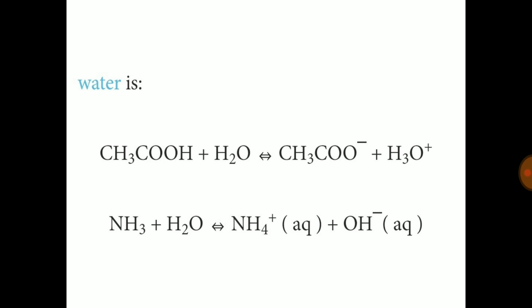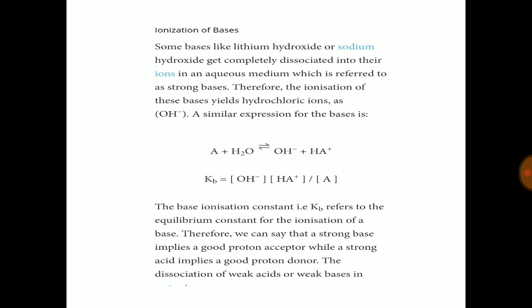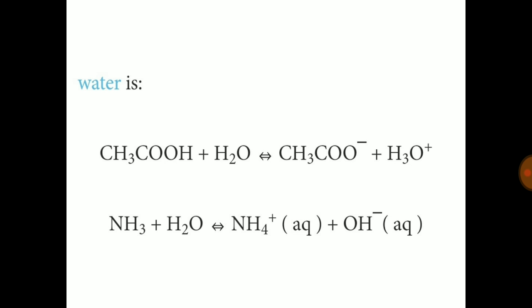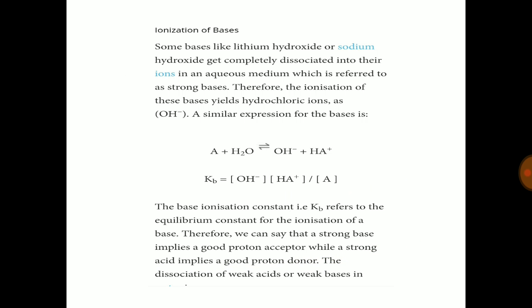In this reaction, we consider the dissociation of a weak acid or weak base in water. Say we have taken the example of an acid here, CH3COOH, acetic acid. When the dissociation of this acetic acid takes place in water, it gives CH3COO- plus hydronium ion, and ammonia plus water gives ammonium ion plus hydroxide ion. So these are simple equations for the dissociation of an acid and of a base.